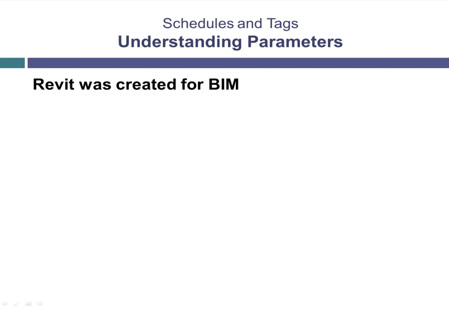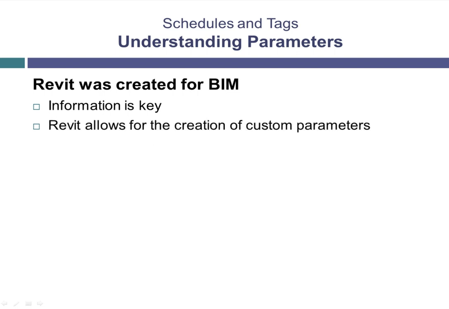Revit was created for building information modeling, not simply building modeling. Adding information to your design is very important if you want to use Revit as a BIM tool. If you don't, it simply becomes another CAD program. Creating custom parameters is a large part of adding the needed information to your building model.